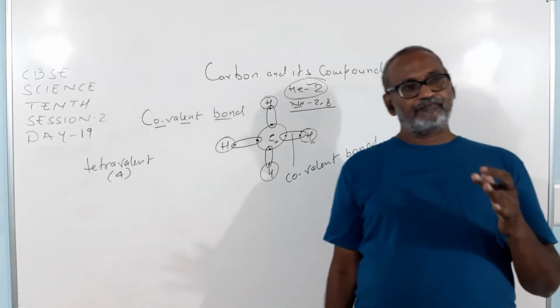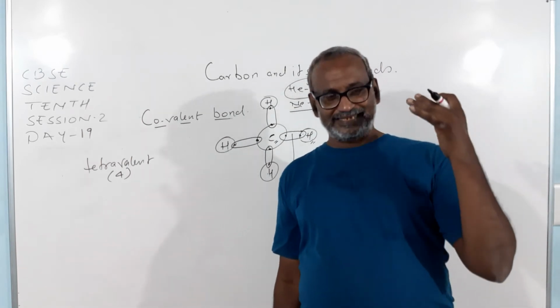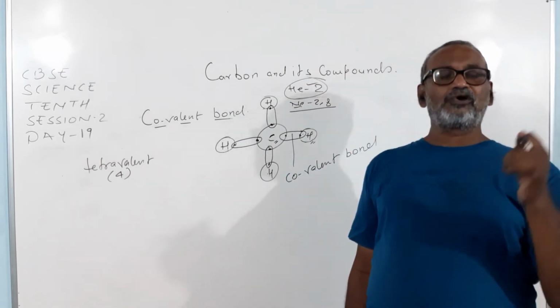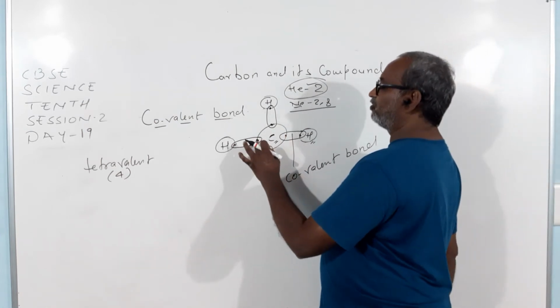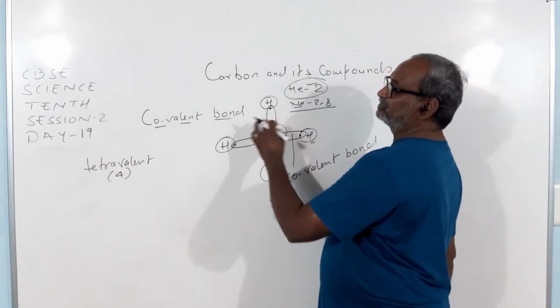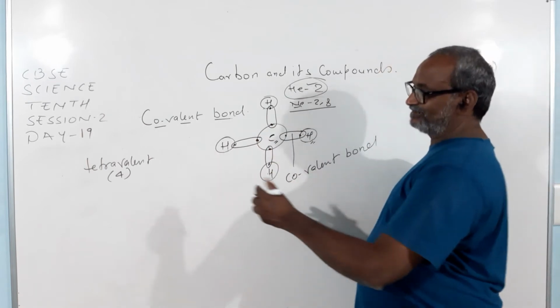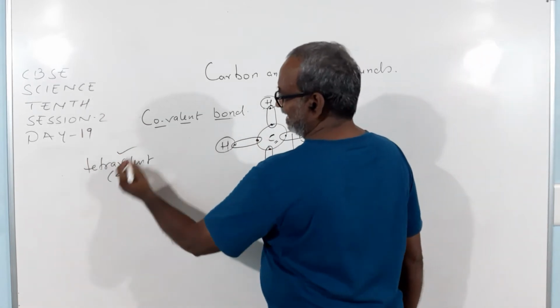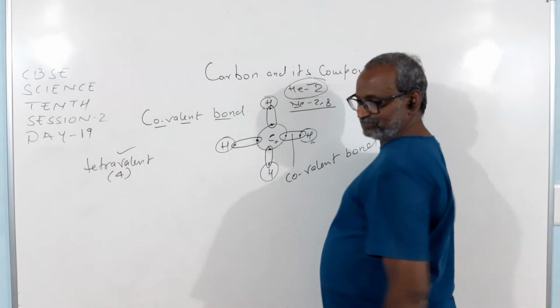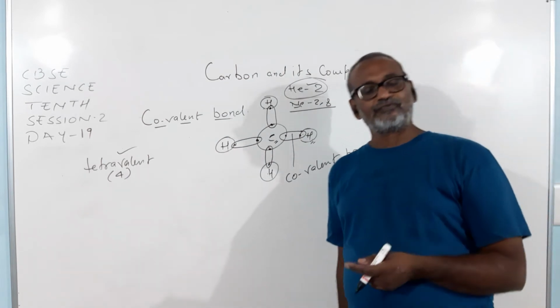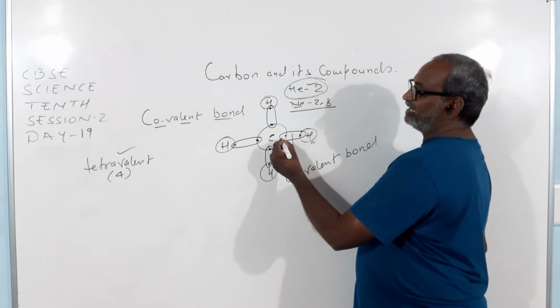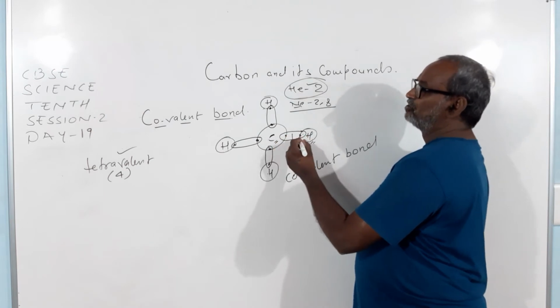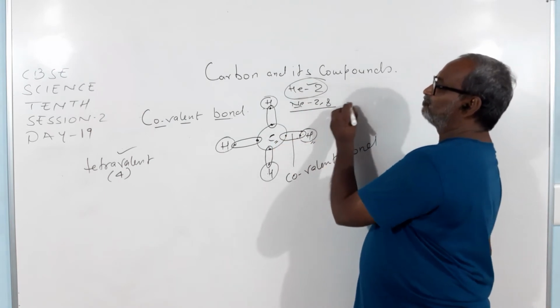The pair of electrons that they share is called covalency. Since carbon atom is sharing 4 electrons, so its covalency is 4. And therefore we say that carbon is tetravalent. Its valency is 4. Whereas since hydrogen atom is sharing only one pair, so its covalency is 1.